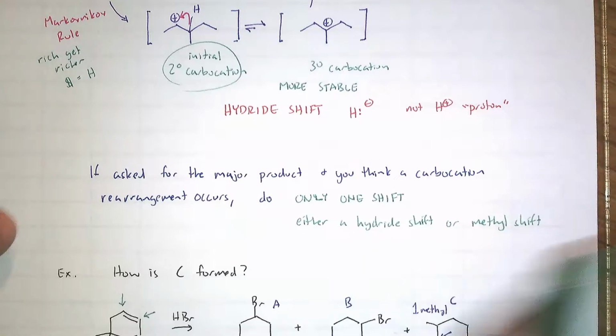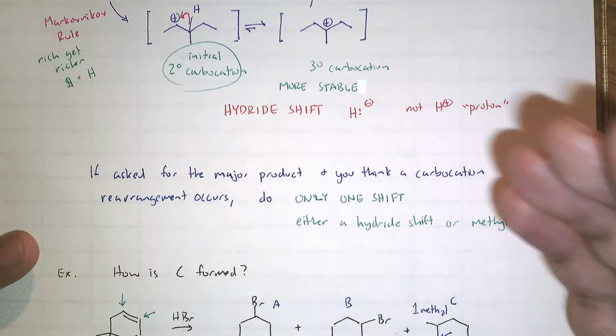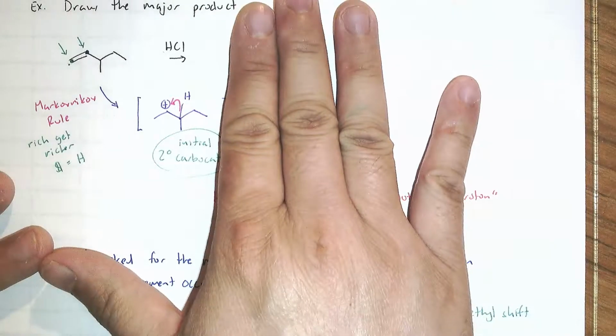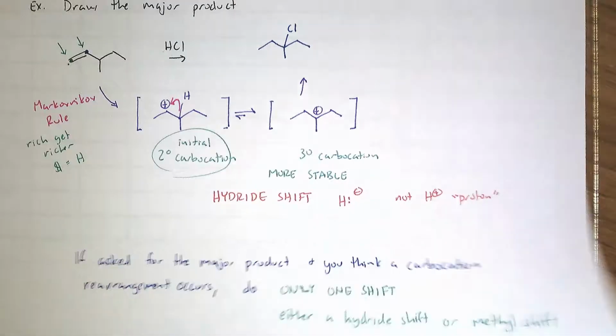And I think most professors would agree that they don't want you shifting all over the place if you're not trying to hit a target. If you're trying to predict a carbocation rearrangement, only do one shift. Okay. I have more examples. I am going till 25 minutes at least because I want to make sure that you've seen the main examples for hydride shift and methyl shift.